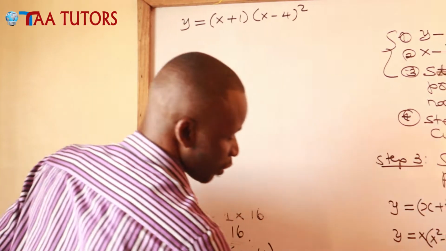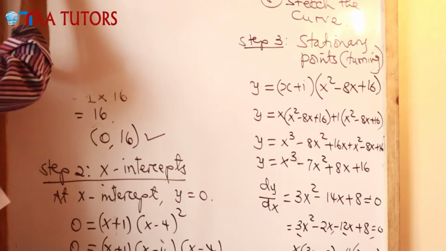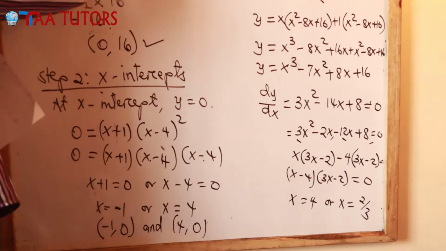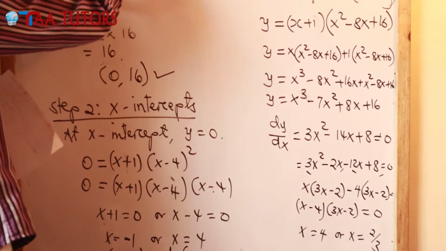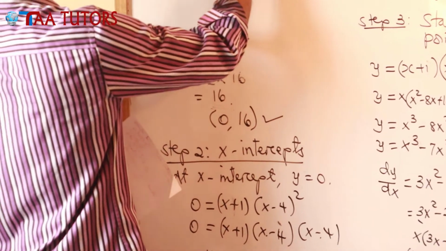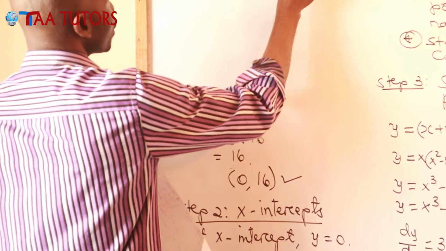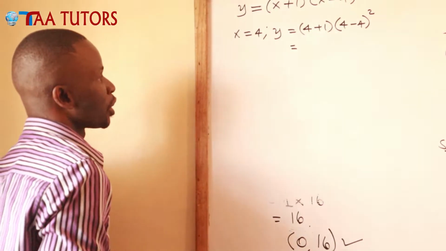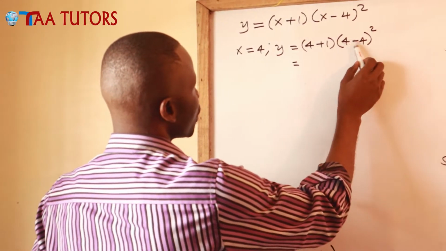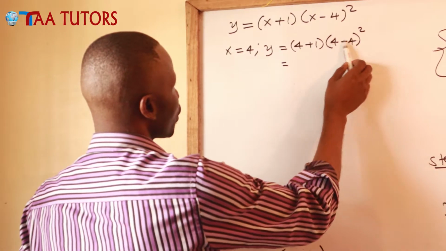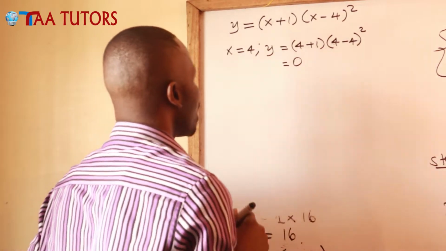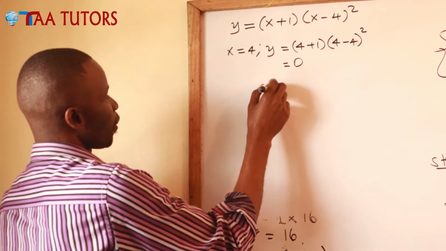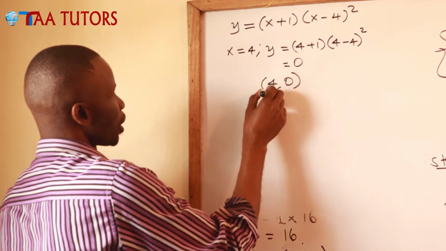So if I want to get the value of y when x is 4, y will be (4 plus 1) into (4 minus 4) squared. So what we need to get here is that this is 0. 0 squared is 0. 0 times this is 0. So it means that the y coordinate there is 0. So we are going to say the coordinate here is (4, 0). This is one turning point.